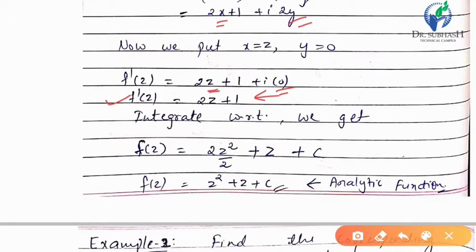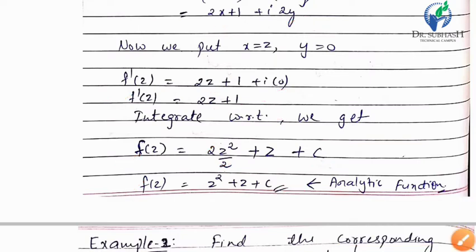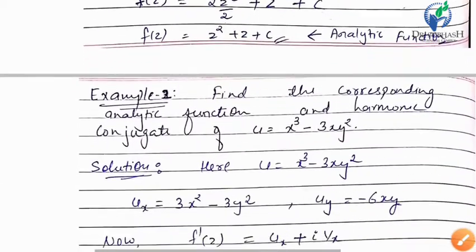Now I will integrate this equation with respect to z. So integration of f dash z will be equal to f of z. Integration of z will be z square by 2. Integration of 1 will be z. I am taking c as a constant. So cancelling this 2, I get f of z equal to z square plus z plus c. This is my required analytic function. Let us move to the next example.